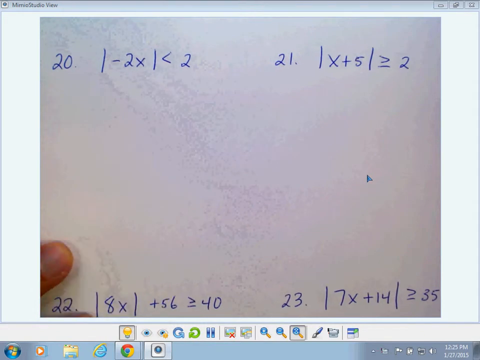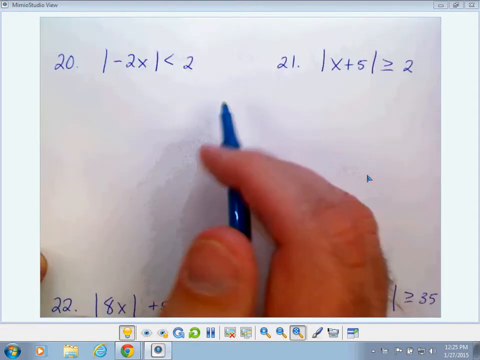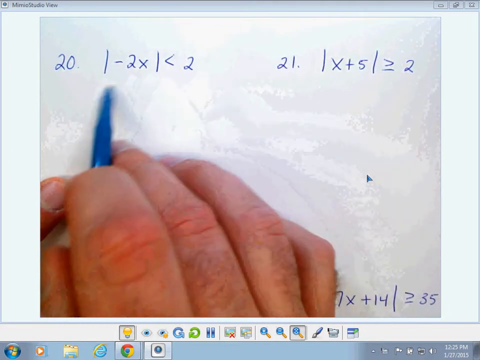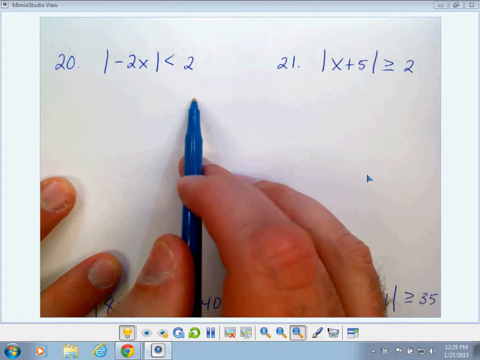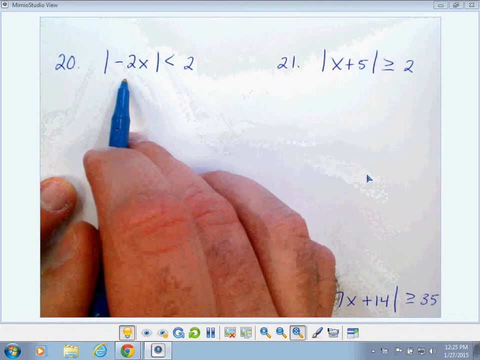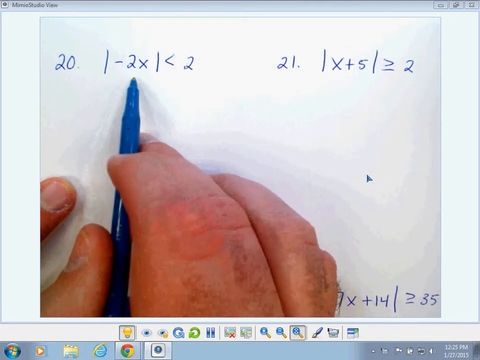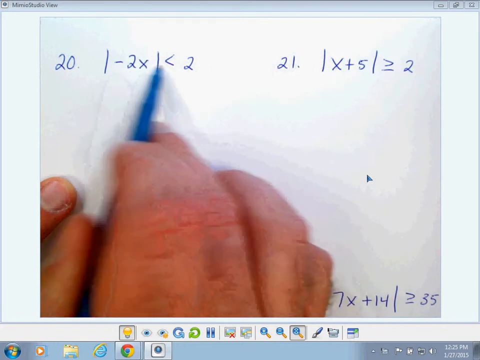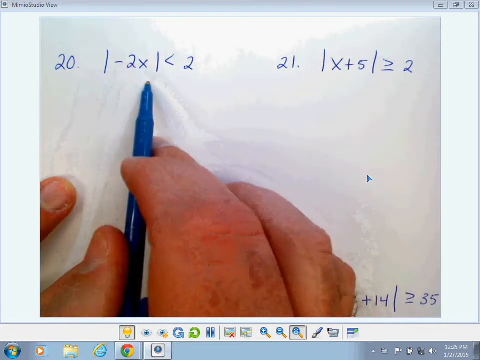The big rule I'd say for these is that when you have something in absolute value, you're going to eventually turn it into two separate inequalities. But you can't do that until everything that you're solving for is inside the absolute value. So in the case of number 20, everything that we have to worry about is in the absolute value. There are no numbers outside of it. So this one is actually ready to be split into two separate problems.